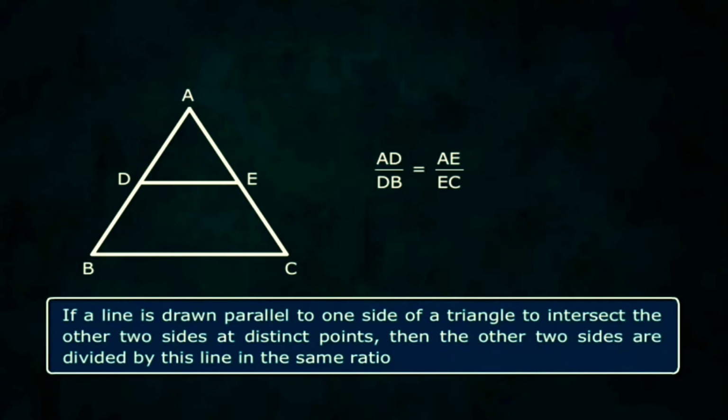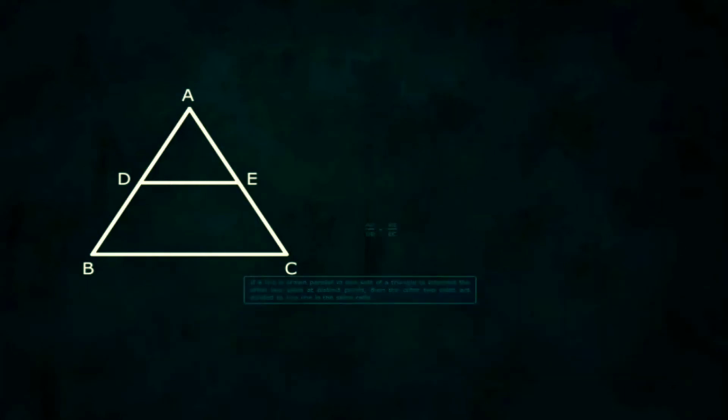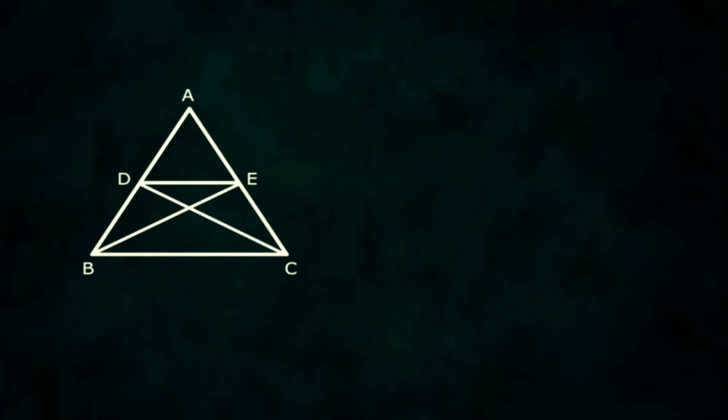Let us not just sit with the theorem. It's important. If you want to understand it well, then we'll get down to the proof. So here it is. Now what do we do first? Obviously, a few constructions: join BE and CD. That is a simple construction. Now we need to draw two perpendiculars, DM perpendicular to AC and EN perpendicular to AB.